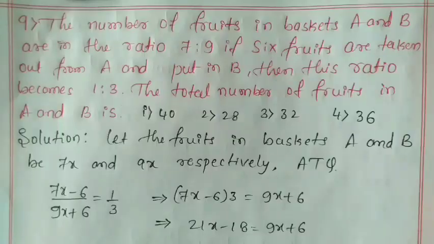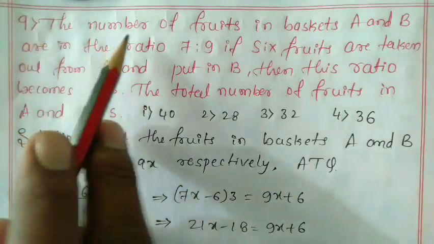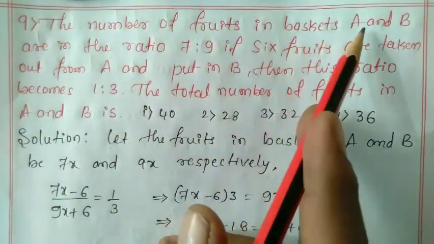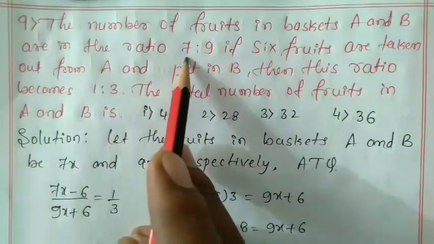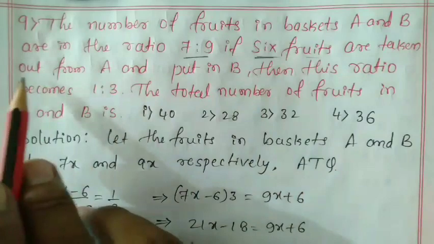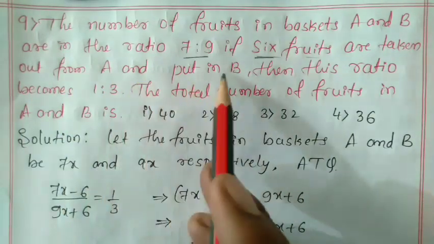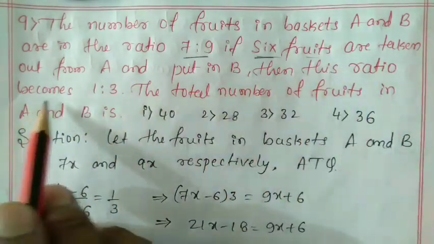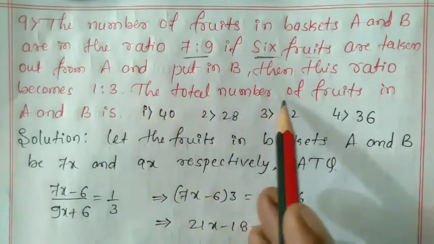Next I will go to the ninth question. The question is: the number of fruits in baskets A and B are in the ratio of 7:9. If 6 fruits are taken out from A and put in B, then this ratio becomes 1/3.